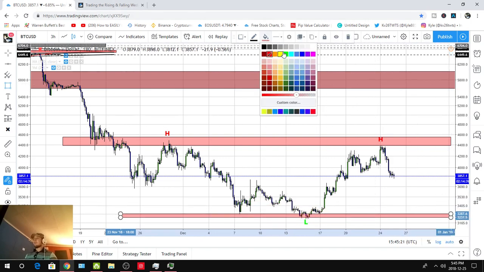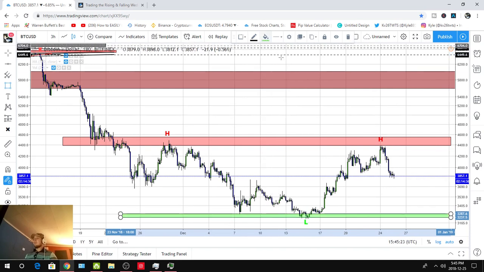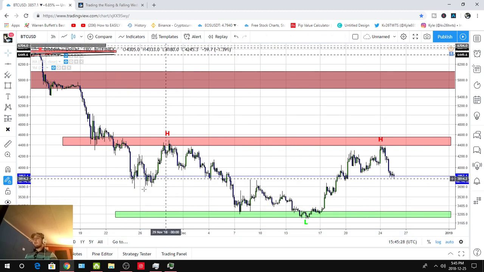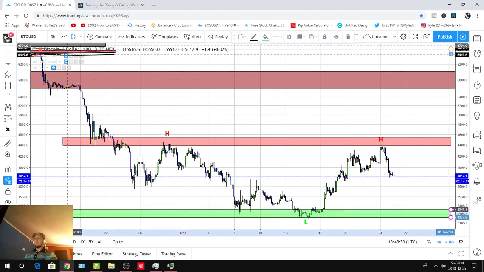Okay, let's just quickly change the color. Okay, there's our support, correct? You can make it a little bit thicker if you want to. Now we already know the good deals and the bad deals, correct?